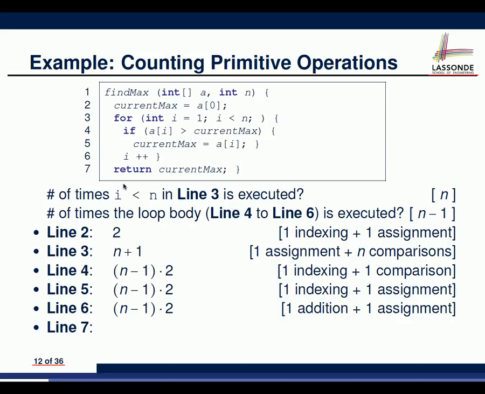Is it 1 or 1 times n minus 1? Just 1, right? Because it's outside the loop already, so just 1. Now, let's summarize what we have got.